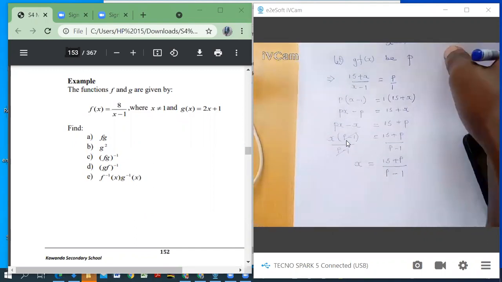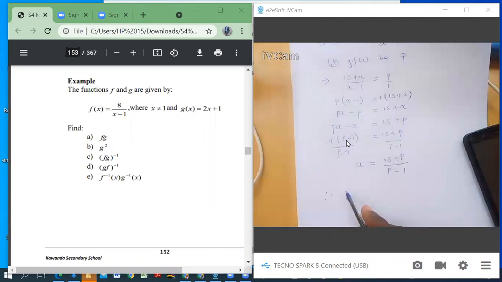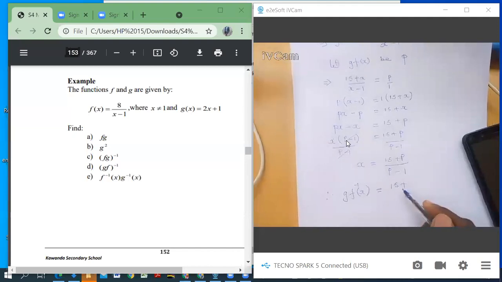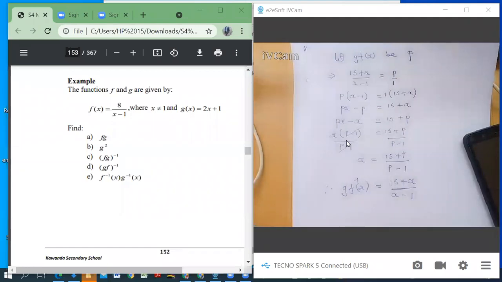What next? We interchange, not so? The next step is interchanging. So therefore f inverse of x is equal to 15 plus p over p minus 1. Now where there's p, replace it with x. So we get 15 plus x over x minus 1.